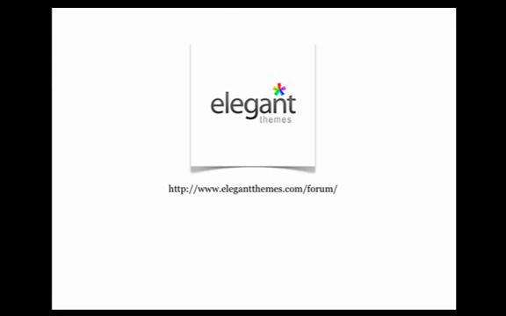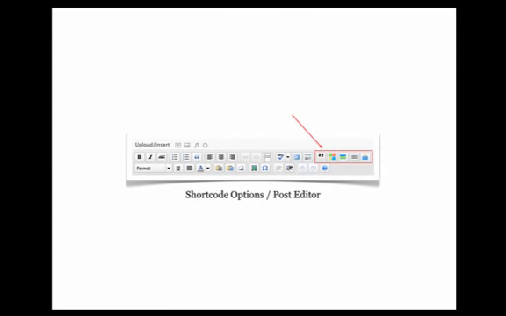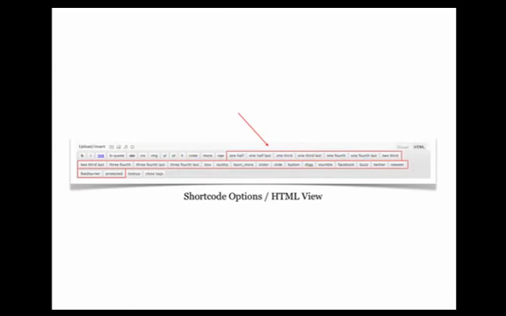Before we begin this tutorial, please be sure to have upgraded to the latest version of your theme, which includes the new shortcode options. Here we can see the new menu in the post editor. This is the HTML view, which includes the column width, social icon, and other shortcode options.